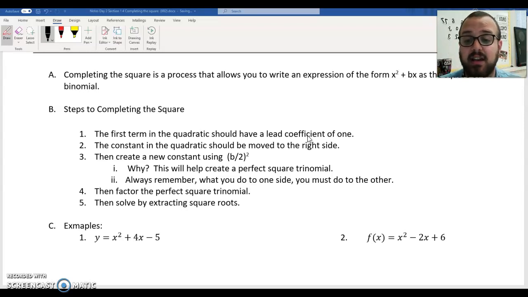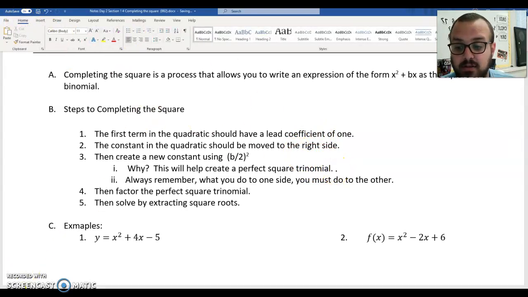We're then going to take our constant and move it onto the other side of the equation, whether that's the left or the right side, to get it out of the way. We're then going to create a new constant, which is going to be our b term divided by 2, squared. The whole reason we're doing that is so we can create a perfect square trinomial. If you don't remember what a perfect square trinomial is, it is one of our factor patterns from before.